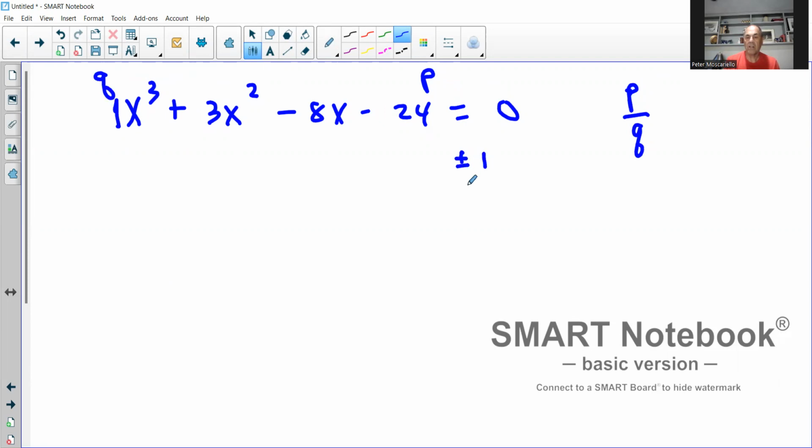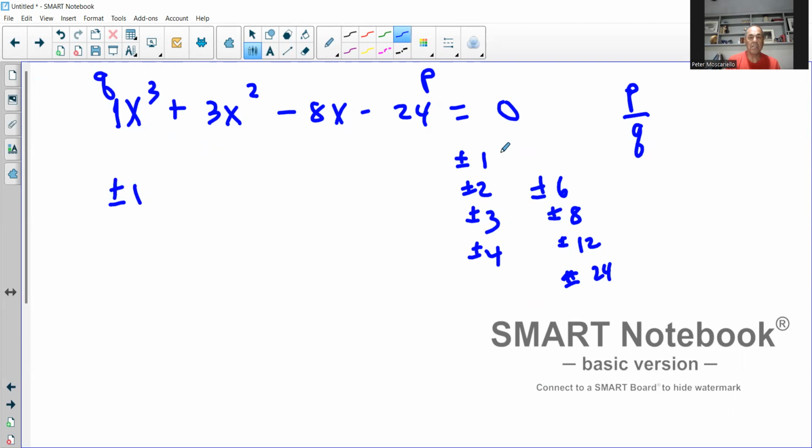Plus or minus 1, plus or minus 2, plus or minus 3, plus or minus 4, plus or minus 6, plus or minus 8, plus or minus 12, and plus or minus 24. That says plus or minus, that's not a hashtag. Is that all of them? I believe so. And then the factors of 1 are just plus or minus 1.